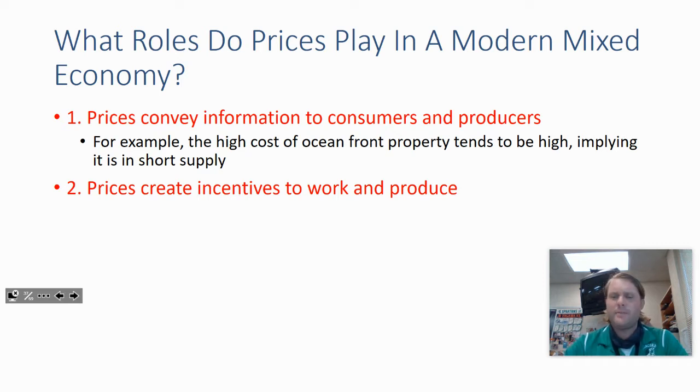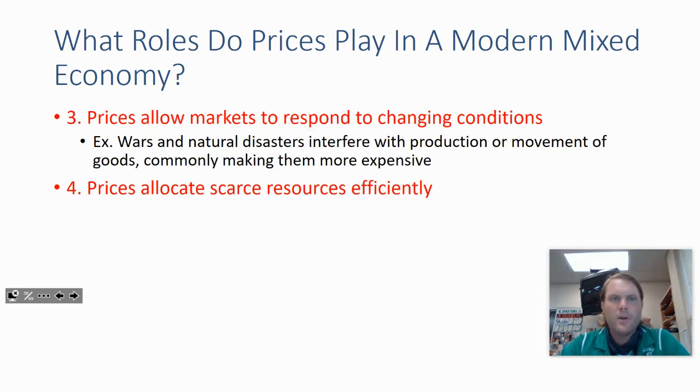In a capitalist economy similar to ours, it's going to create incentives for us to work, right? We want to have nice things someday, whether it's a bigger house or a nicer car or vacations, right? It creates incentives for us to be productive, to work and produce things. They allow us to respond to changing conditions.